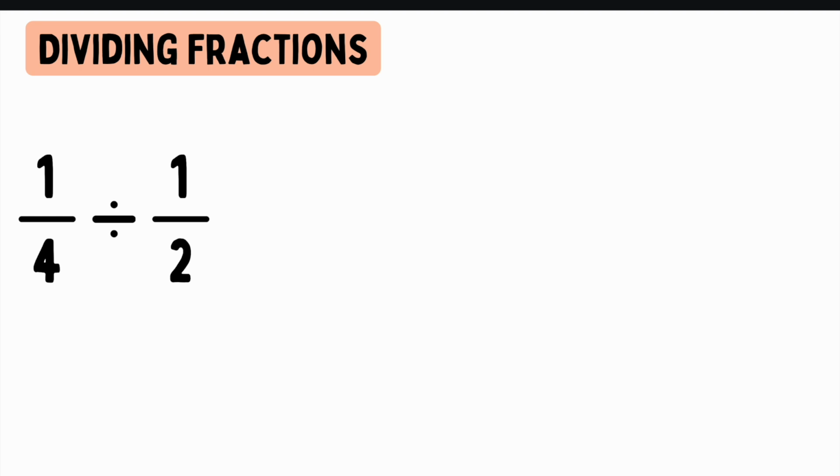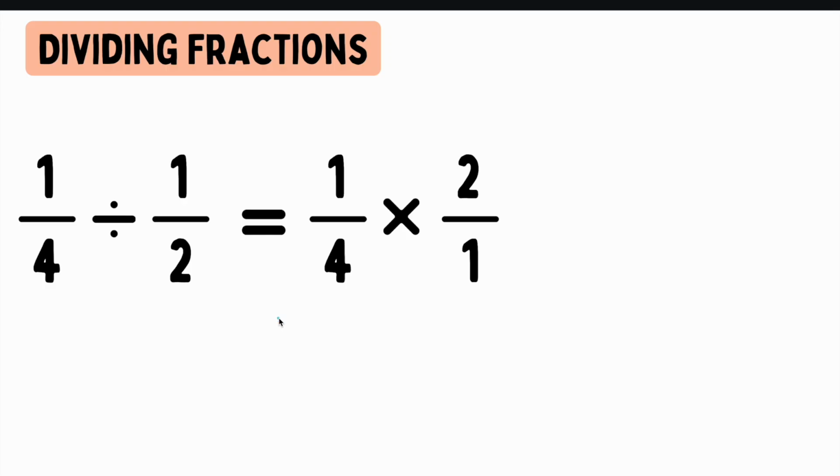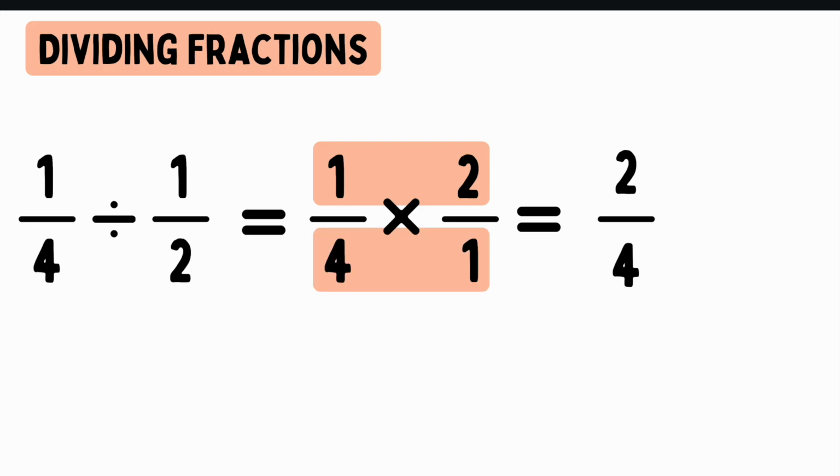1/4 divided by 1/2. Let's keep the first fraction, 1/4. Let's change the division sign to a multiplication sign, and let's flip this fraction. So we have 2/1. Let's multiply the numerators. 1 times 2, that's 2. Let's multiply the denominators. 4 times 1, that's 4.